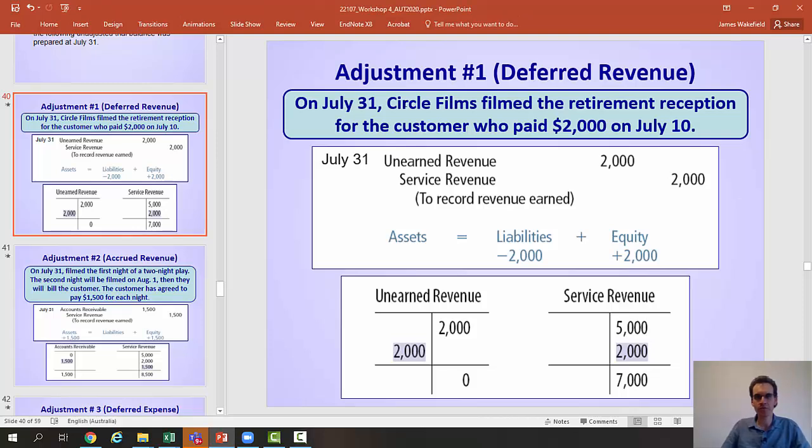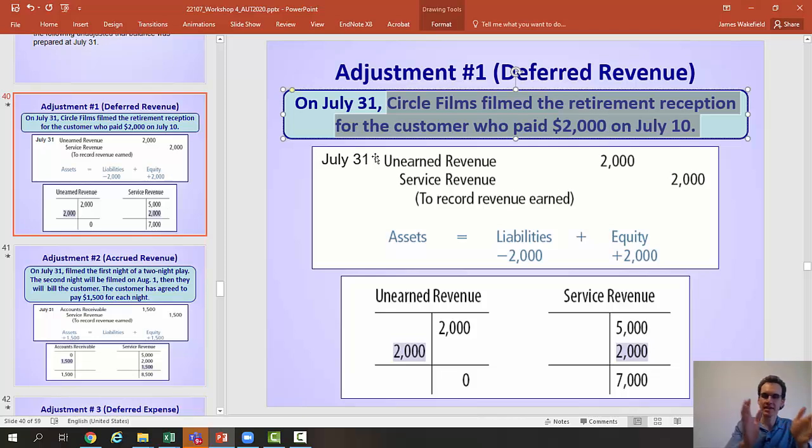Okay, so let's have a look at adjustment 1 for Circle Films. It says on July 31, Circle Films filmed the retirement reception for the customer who paid $2,000 on July 10. So basically the adjusting entry that we want to record in this case is the fact that Circle Films has now earned the revenue.